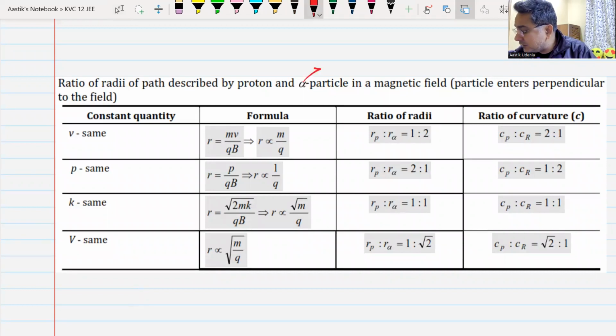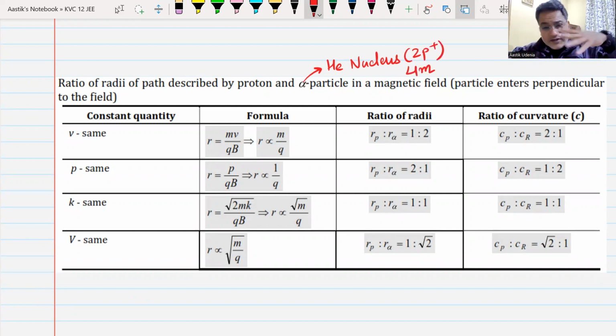Alpha particle is a helium nucleus. The outer shell electrons have been removed and it is the helium nucleus. It has the charge which is equal to 2 times the charge of one proton, and it has the mass which can be taken same as 4 times the mass of the proton. If I take the mass of the proton as m, the mass of the helium nucleus will become 4m. If I take the charge of the proton as q, the charge of a helium nucleus will become 2q. Do we understand this?